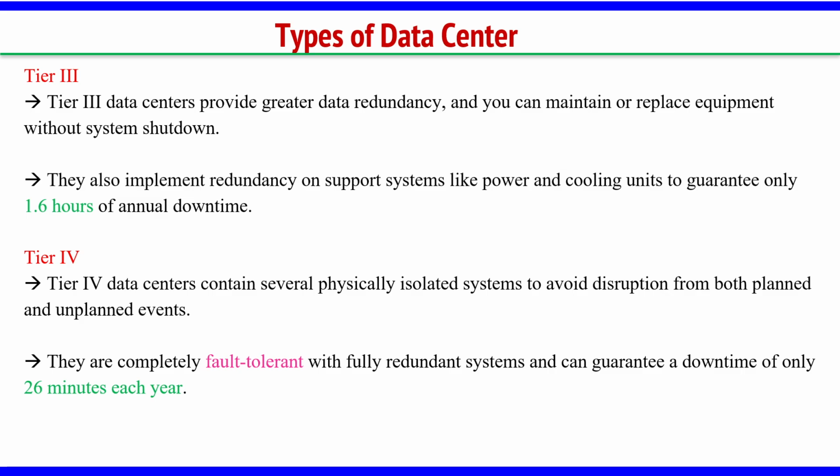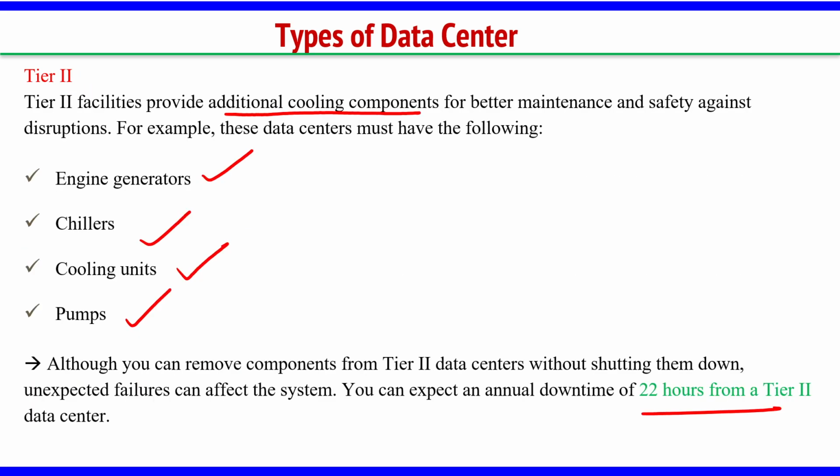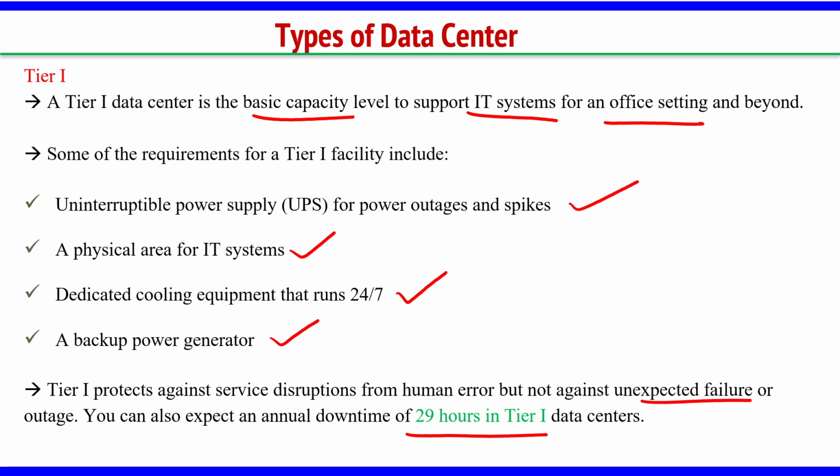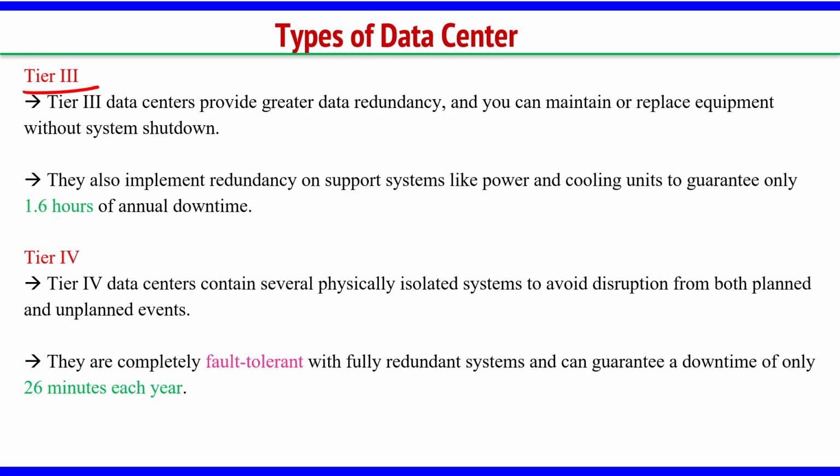Then we have the next one, tier 3. Tier 3 data centers provide greater data redundancy. It means here we are focusing on data backup, whereas in tier 1 and tier 2 we are not taking a backup of the data. In tier 3 we have a backup of the data, and you can maintain or replace equipment without system shutdown. That is possible in tier 3. The important point here is the data redundancy, the backup of data.